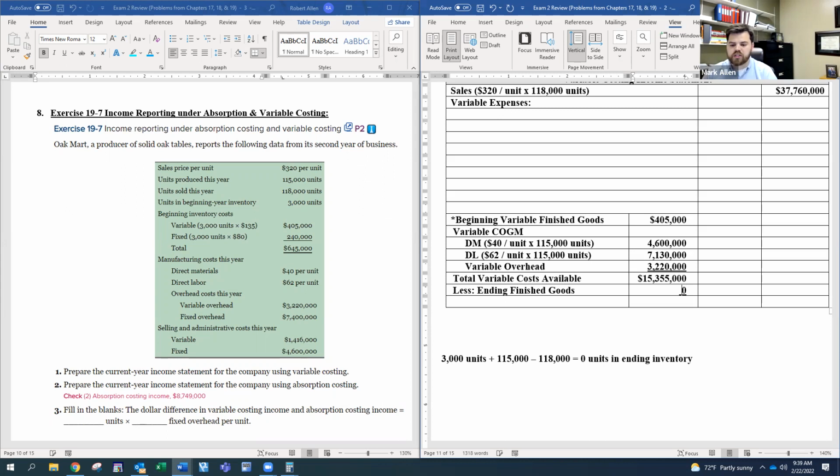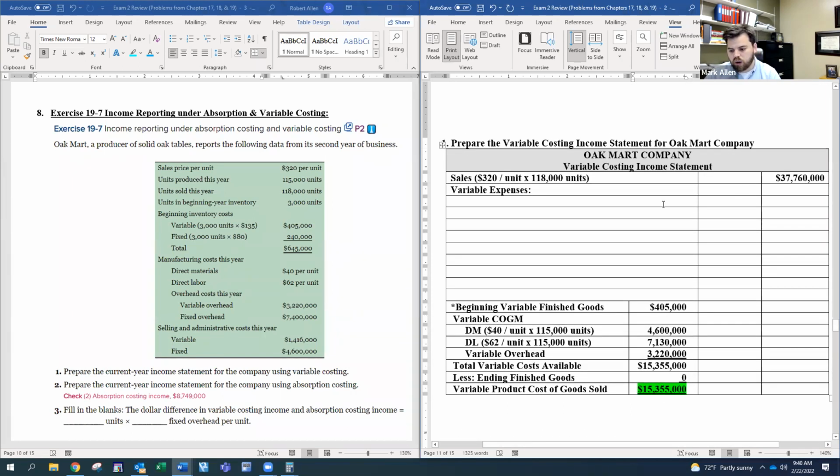If I give you a question that is this difficult on your exam, it will end up with 0 units in finished goods. So you don't have to worry about that here, right? For a cost exam, I'd probably have some ending finished goods here and you'd have to deal with that extra step. But for a principles exam, I don't think it's necessary. So in this case, this will give us our variable product cost of goods sold. That will just be the $15,355,000.